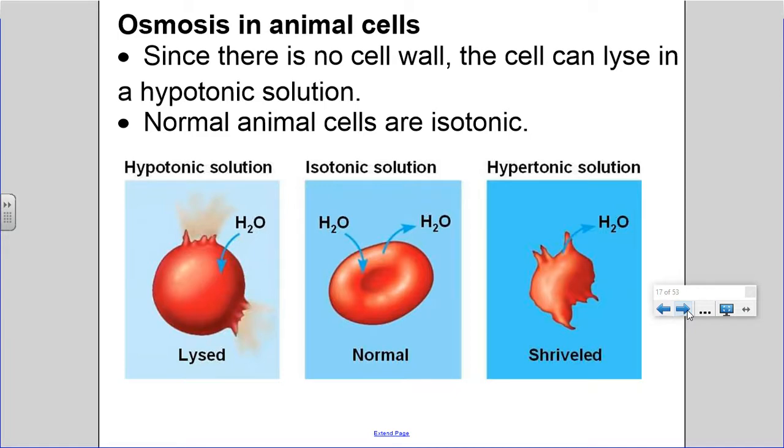Okay, osmosis in animal cells. There's no cell wall. This means that if too much water moves in, the cell could actually burst in what we call a hypotonic solution. Normal animal cells are isotonic, so there's the same amount of water inside and out so they can maintain their proper structure.